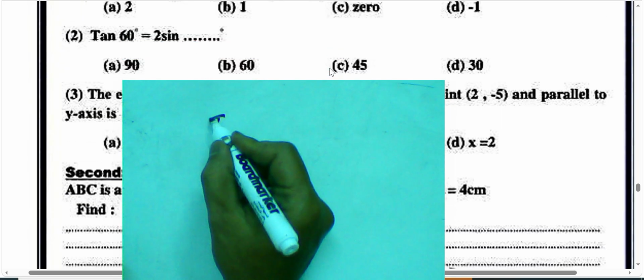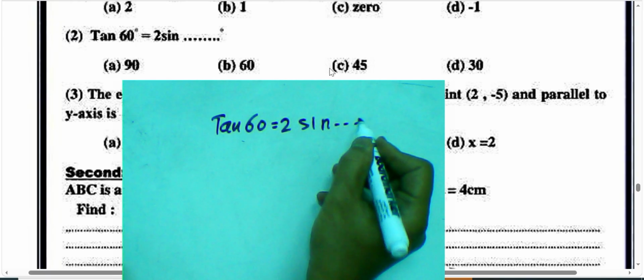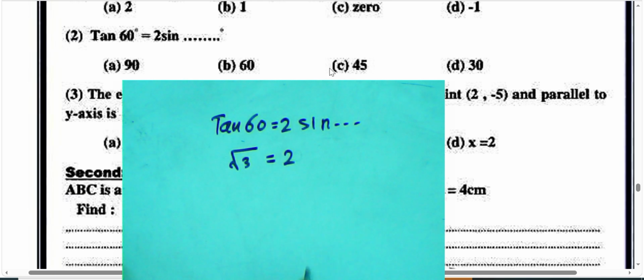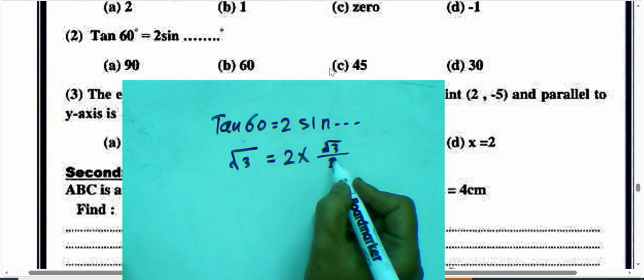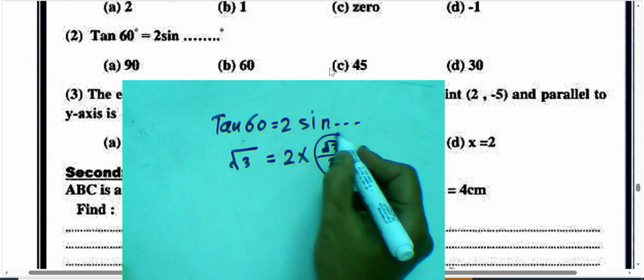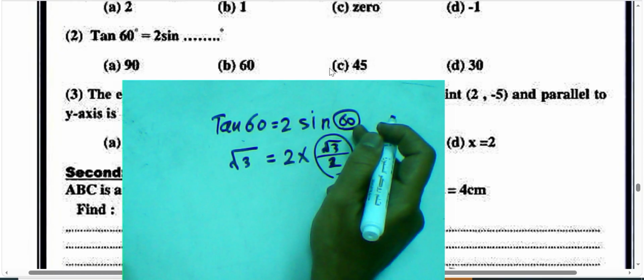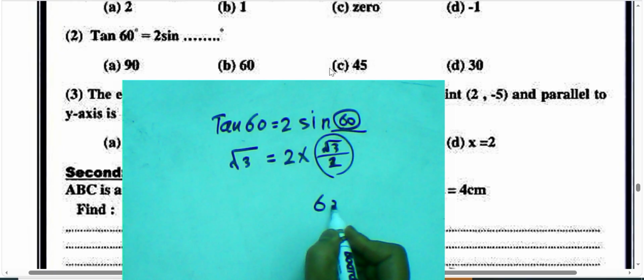Tan 60 is equivalent to sine what? We know tan 60 equals root 3. Root 3 equals 2 times root 3 over 2. Okay, so sine what equals root 3 over 2? Ask yourself, sine 60. Then the angle here we will write 60. We need to write 60 degree in the space. Okay, write 60 degree.